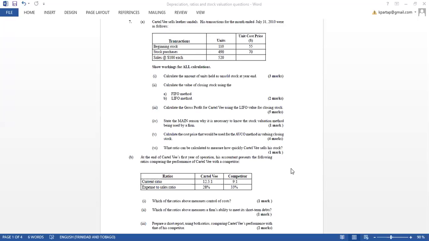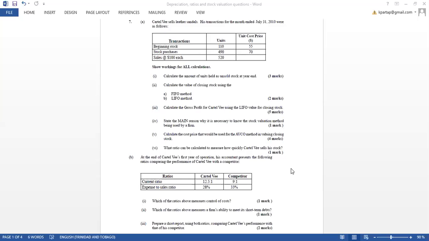Okay, so once again, a trading account will begin with sales, and your sales figure will come from where they show you the transaction, sales $100 each, and the units 520, which means to calculate your sales figure, it will be 520 by 100, which will give you sales figure of 52,000. Then to work out your cost of goods sold, it is opening stock, add purchases, less closing stock.